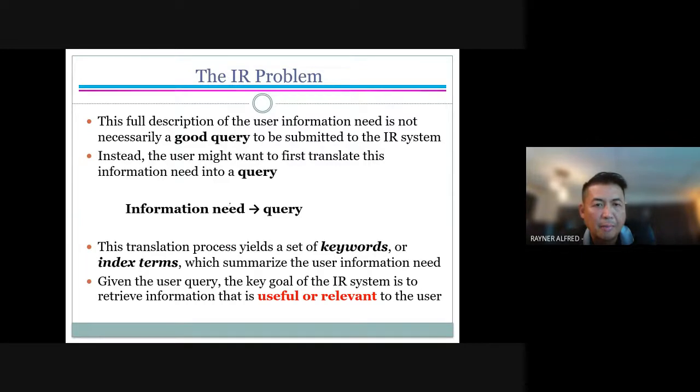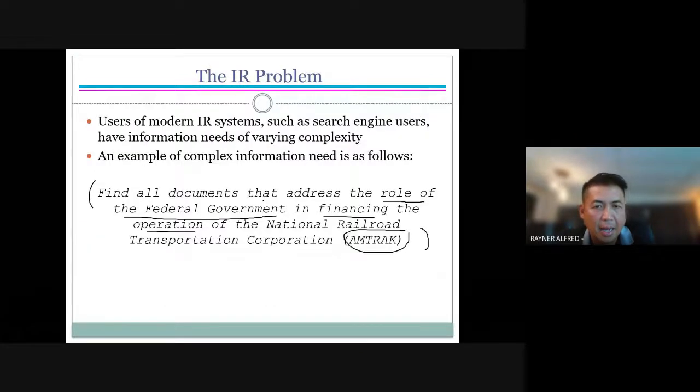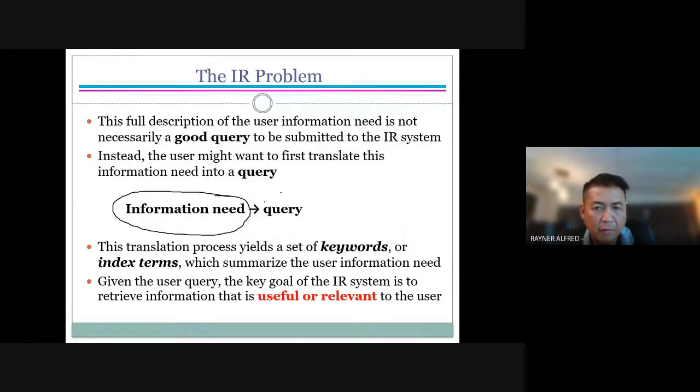So, given the information that we need, how do we transform it into a query? The query is just simply like when you use Google, you type in your keyword, right? So that is the query that you are typing in. Hopefully, your query can be used to answer the information that you need.